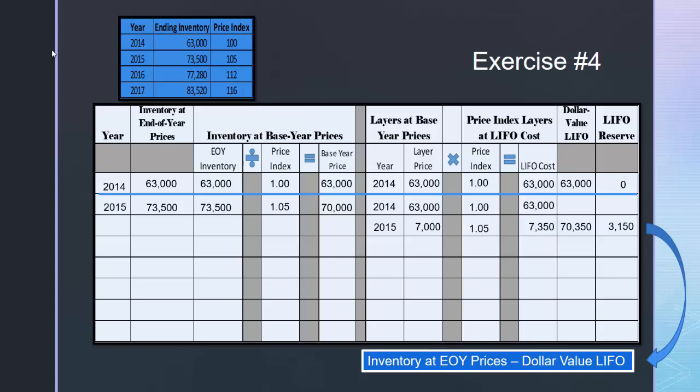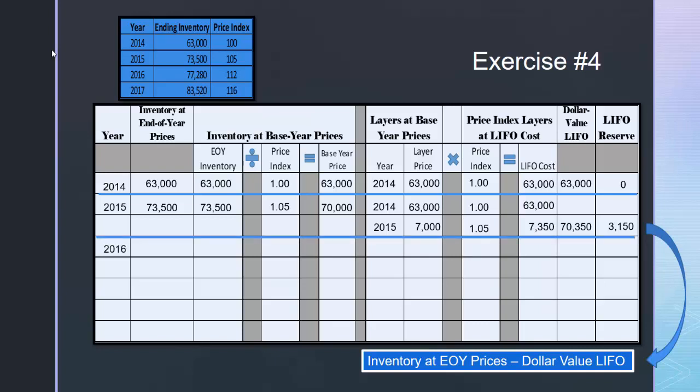The LIFO reserve is the amount that transitions your number from FIFO reporting to LIFO reporting. In this case, had we been doing LIFO the whole time, we would have been reporting $3,150 less inventory. So we're going to store that in our LIFO reserve and move on to our next year.